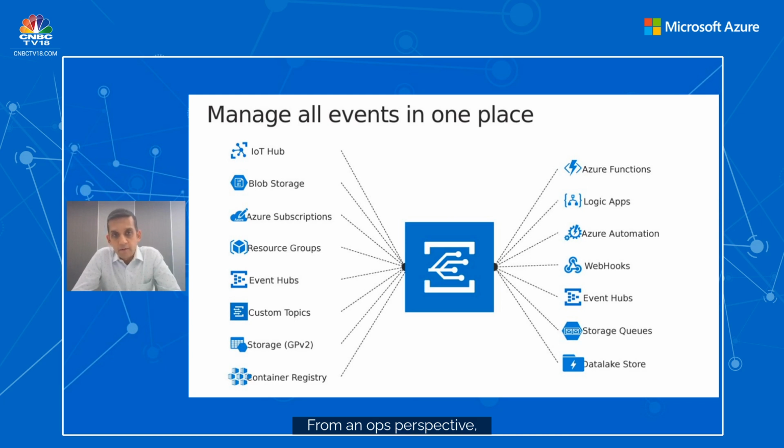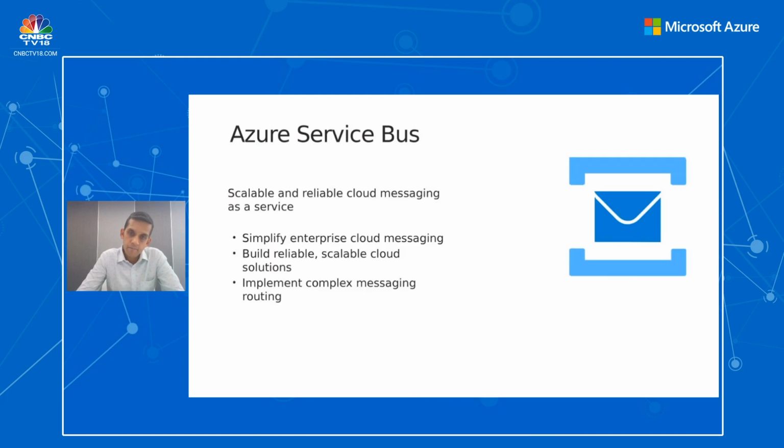From an ops perspective, whenever a new SQL database is created, for example, or whenever a new virtual machine is created, if you want to run a series of compliance checks, then again, you can leverage Event Grid, whereby creation of these resources within Azure will trigger an event. Event Grid would then publish that to an Azure function, for example, which would run the compliance check. So event-driven applications can be built using Azure Event Grid.